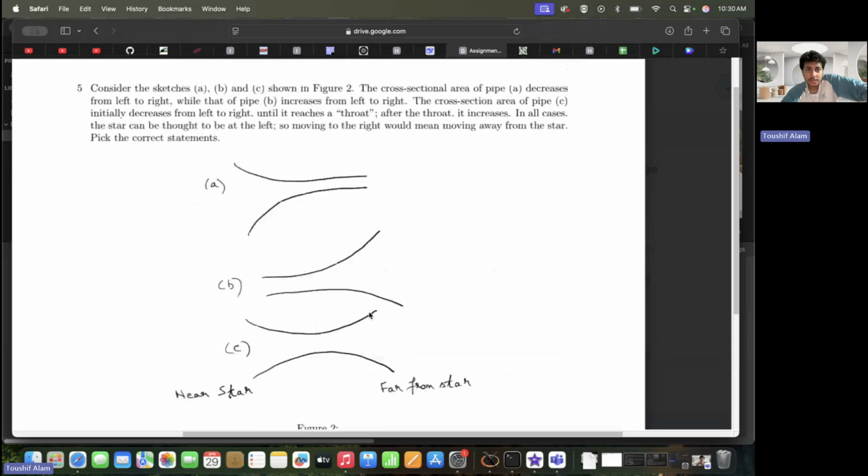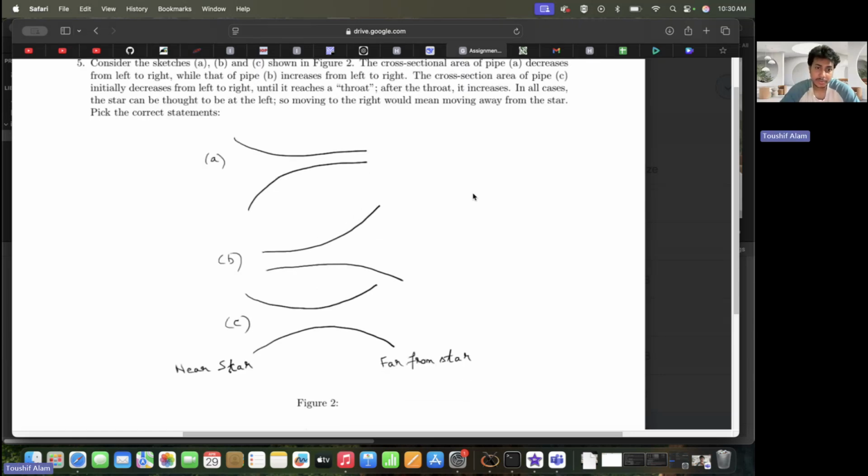Also the sketches A, B, and C shown in figure 2. The cross-sectional area of pipe A decreases from left to right, while that of pipe B increases from left to right. The cross-sectional area of pipe C initially decreases from left to right until it reaches a throat. After the throat it increases. In all cases, the star can be thought to be at the left, so moving to the right would mean moving away from the star.